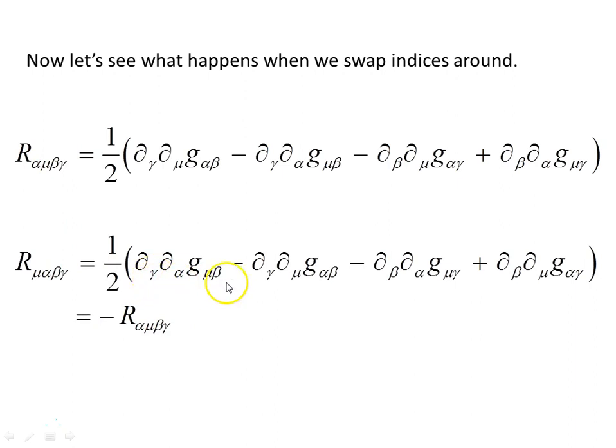If you have a look here, d gamma d mu g alpha beta, d gamma d mu g alpha beta, this is the negative of this, and so swapping the first two indices gives us the negative of the original object.